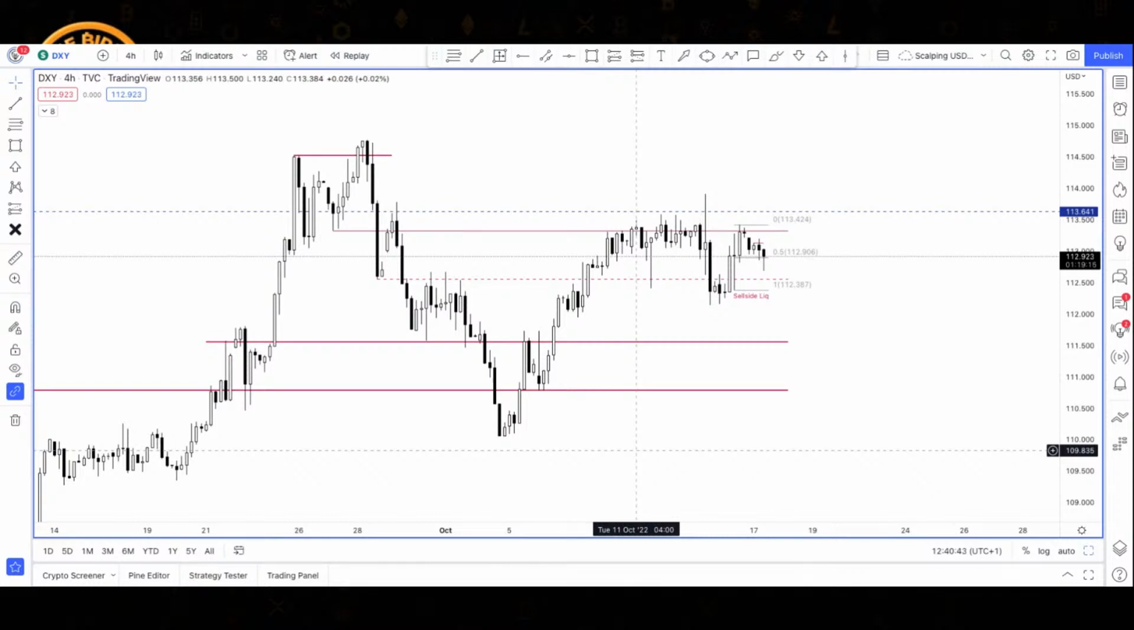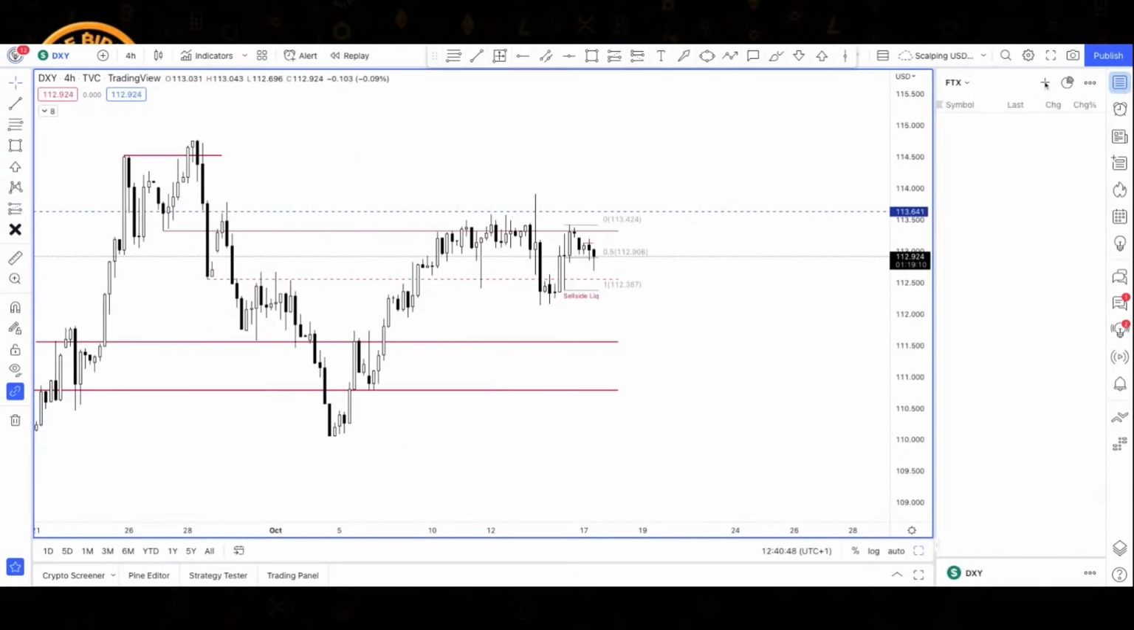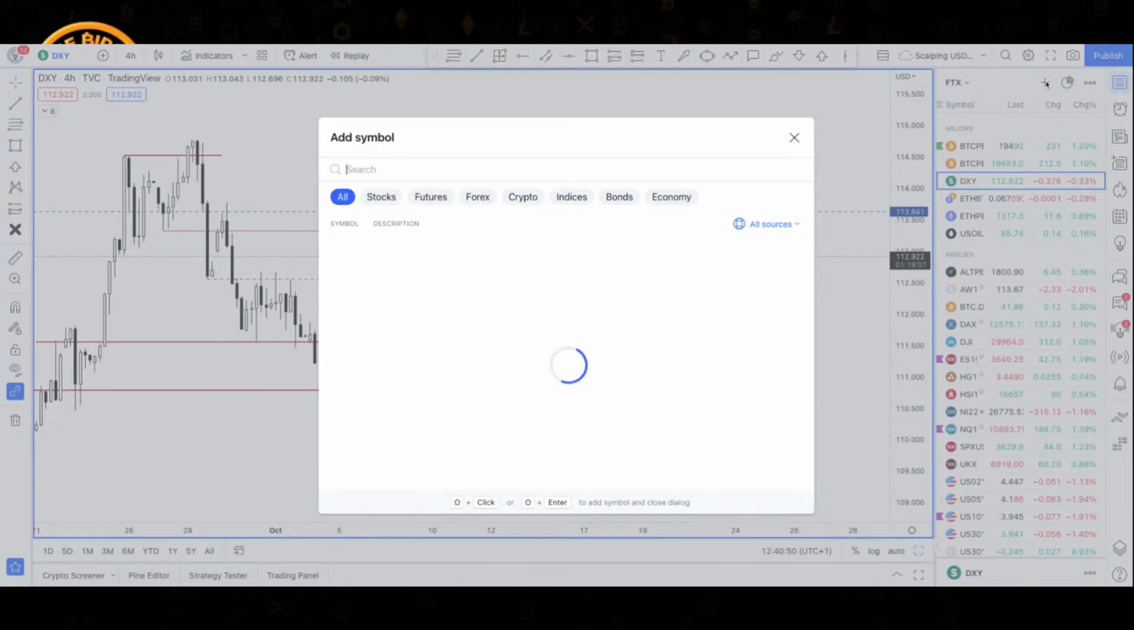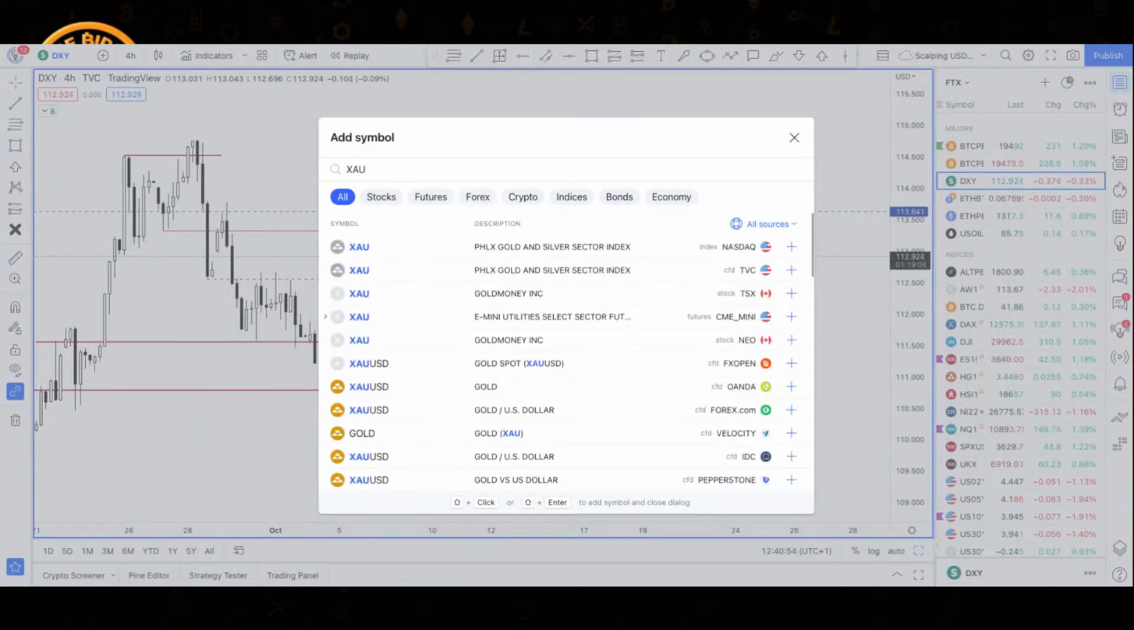Can you check XAU? Yeah, Imran Khan. Do you know what? Let's have a quick look, shall we? So XAU USD, mate. Let's have a look.